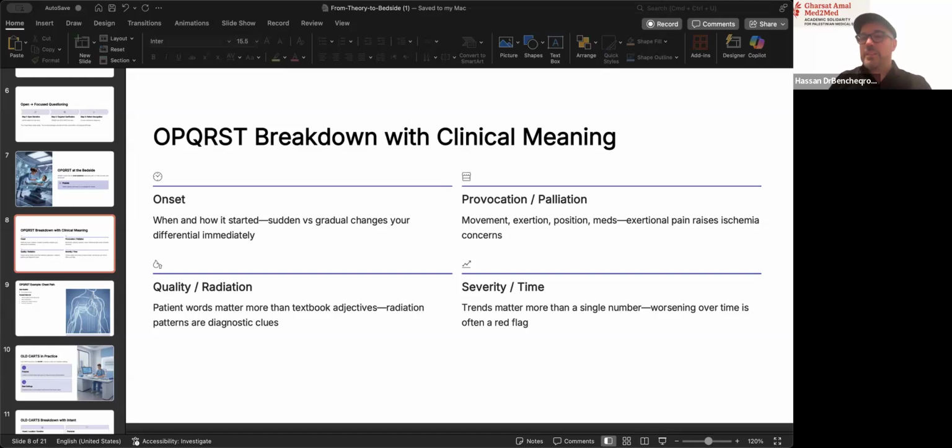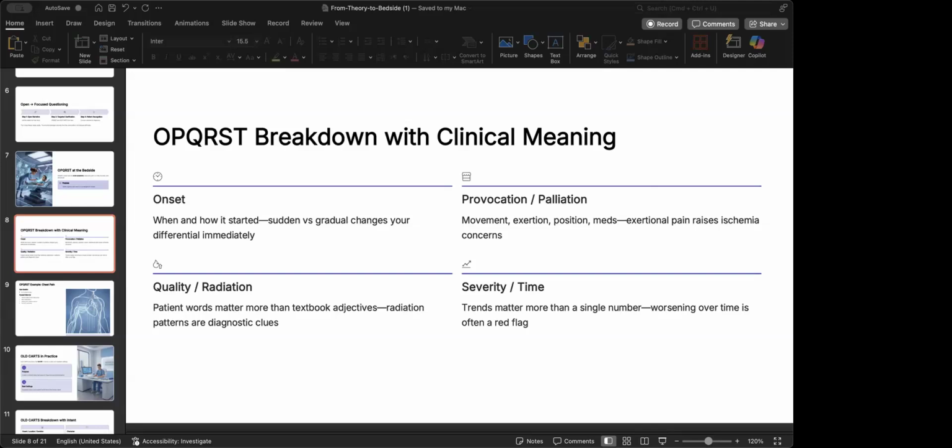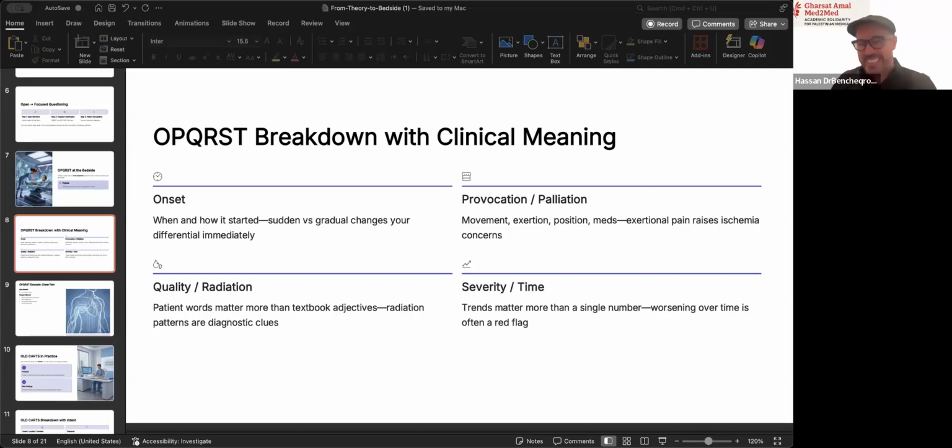Did he ask about the severity? The T, please don't make me feel old. Tell me the I and T, I think I forgot.